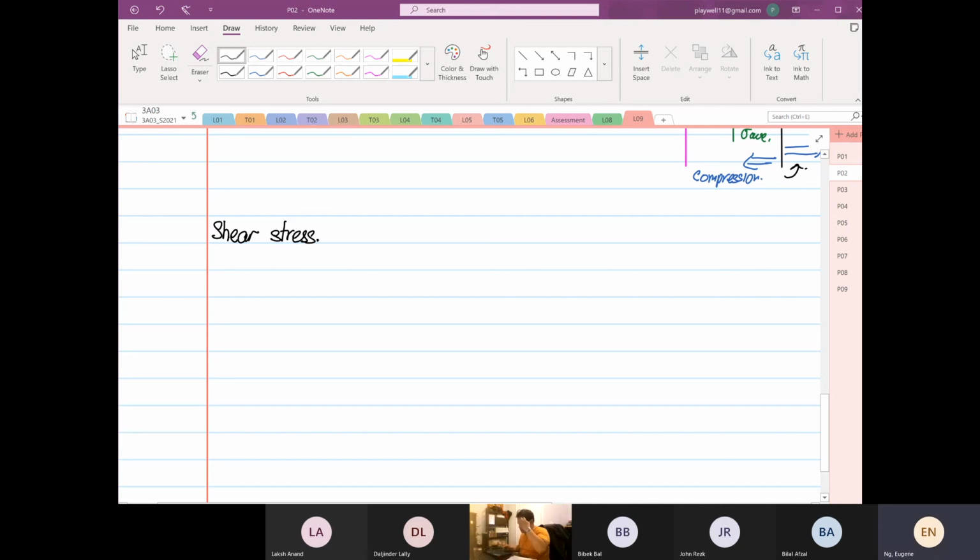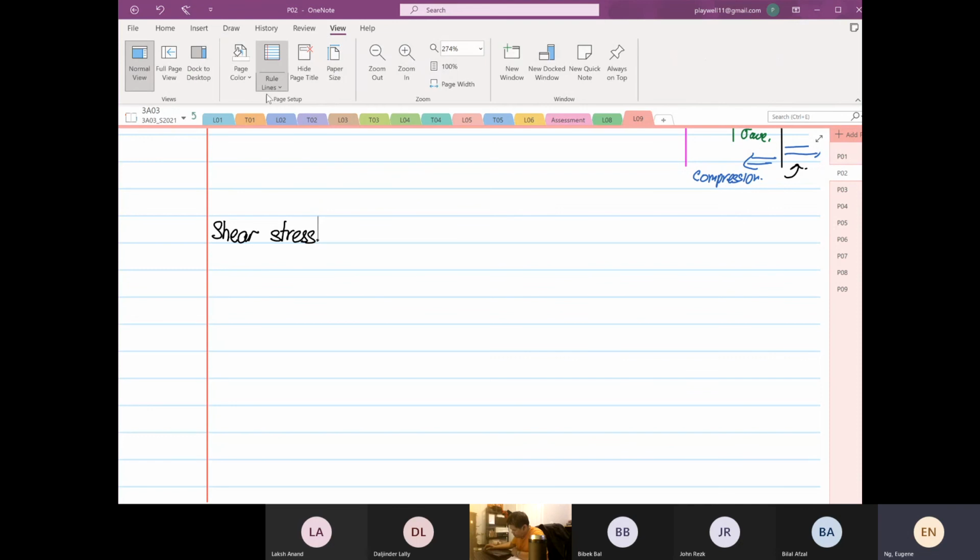Shearing stress is a bit more, not complicated, but a bit more things to remember. Or it can be confusing. So shearing stresses are stresses running parallel to the surface. Okay, let me highlight what I mean.